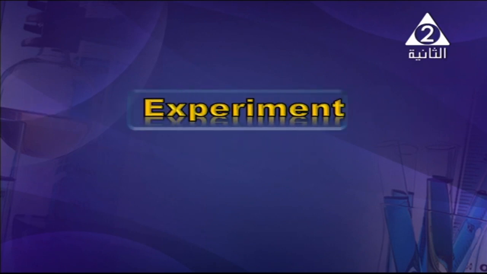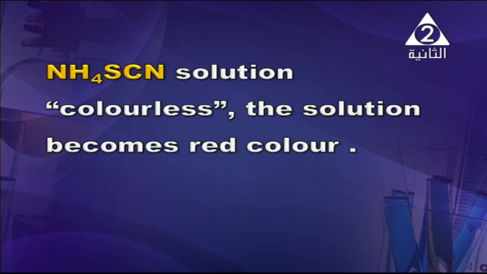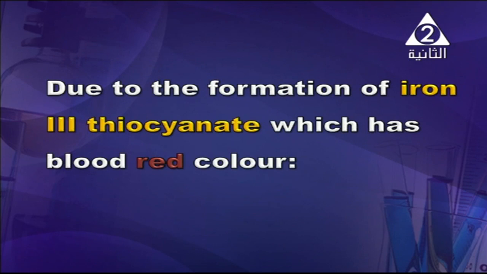We are going to show an experiment to show the effect of the concentration on the rate of chemical reaction at equilibrium. On adding iron 3 chloride solution, which has yellowish color, to ammonium thiocyanate, which is colorless solution, the solution becomes red color, and we have given reason for this point. Due to the formation of iron 3 thiocyanate, which has blood red color.